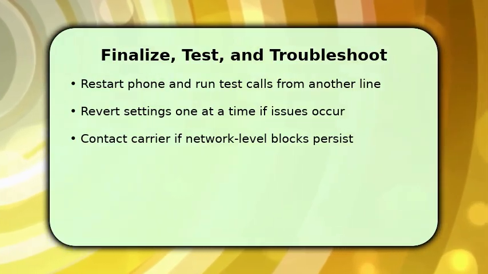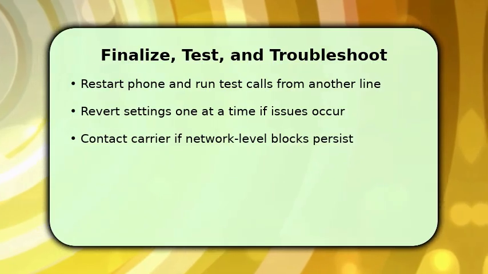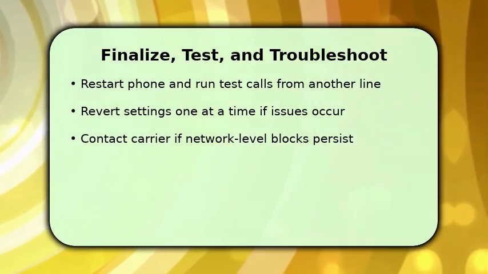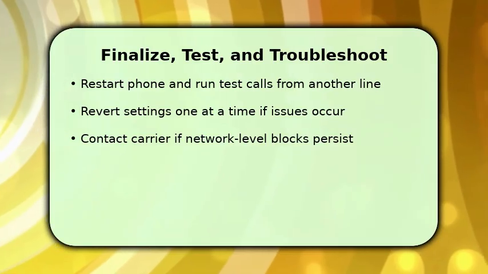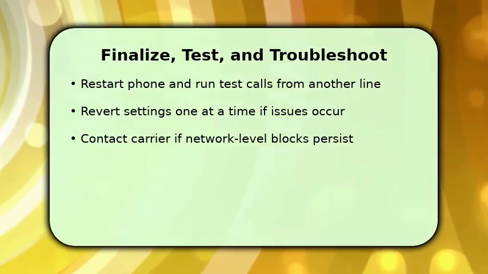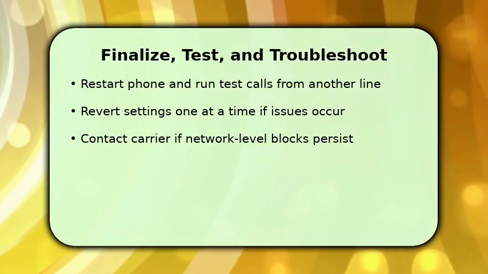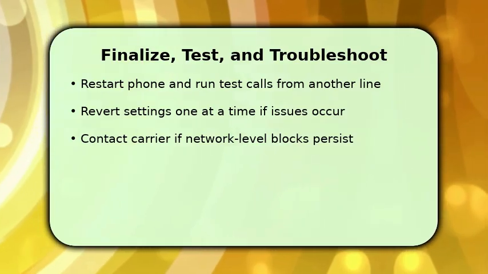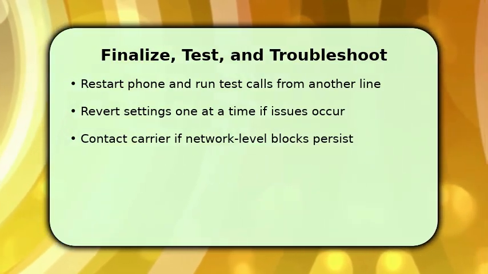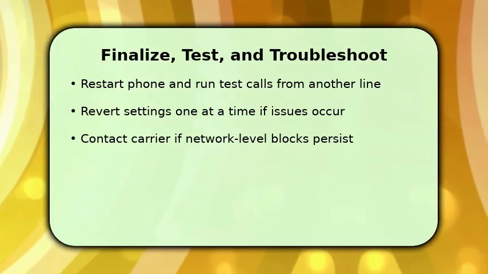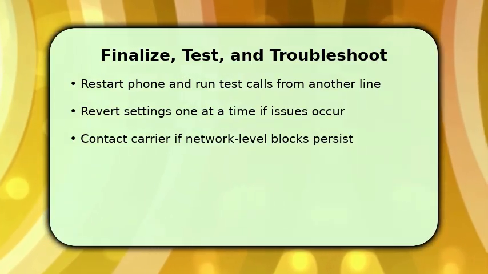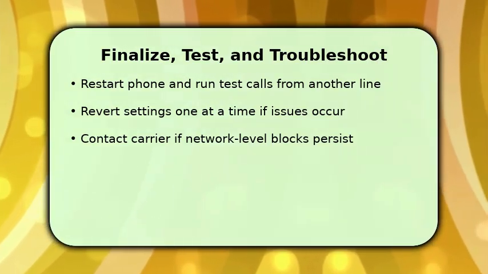If behavior is inconsistent, revert recent changes one at a time to isolate the cause. Commonly, VoLTE LTE toggles or misentered forward numbers are culprits. If problems persist, contact your carrier. Some network-level services override device settings. As a key troubleshooting tip, log exact settings and timestamps before calling support.